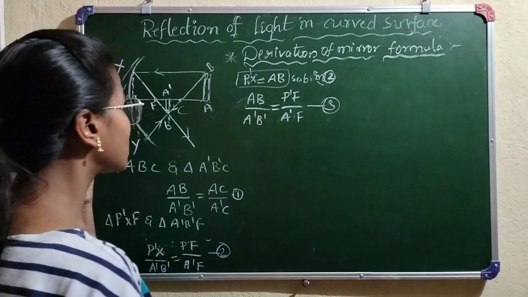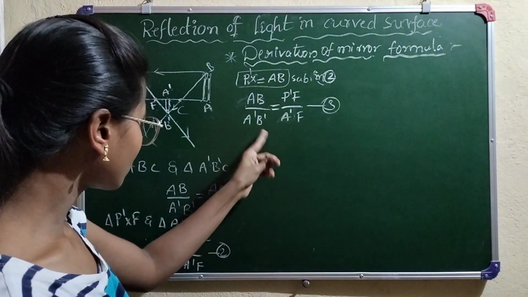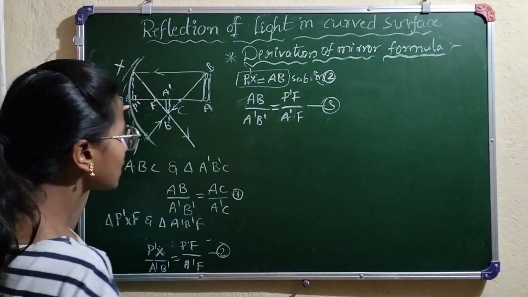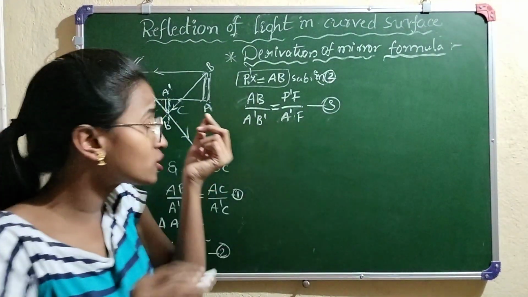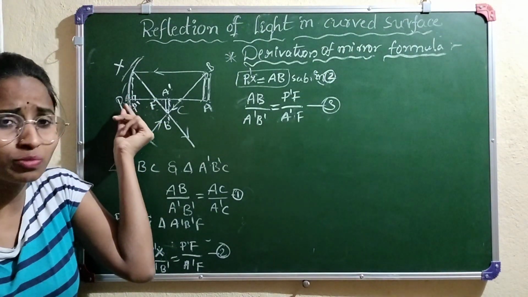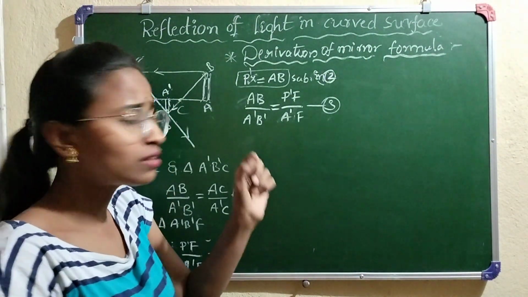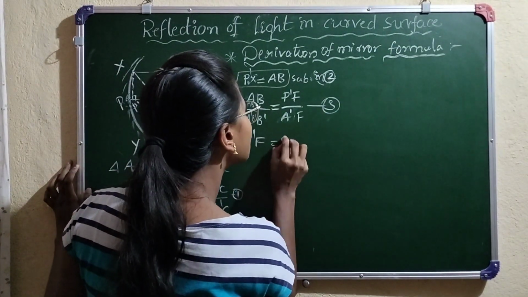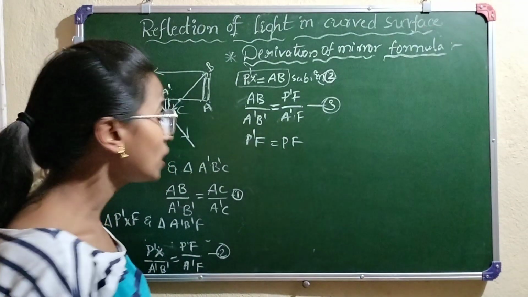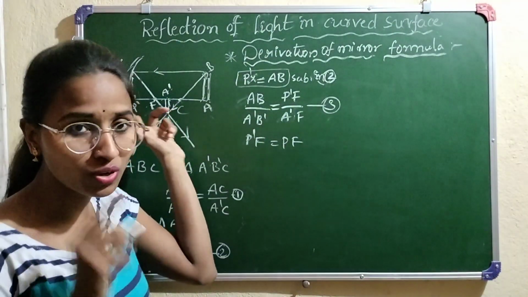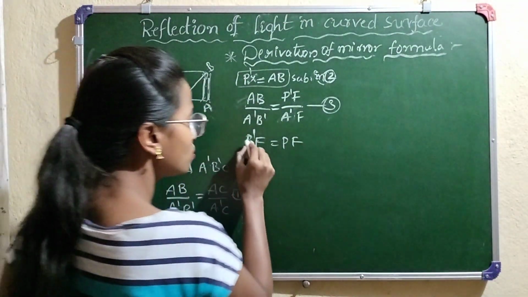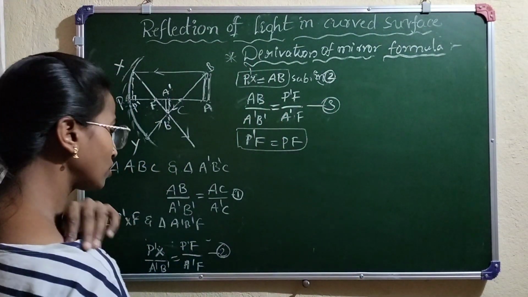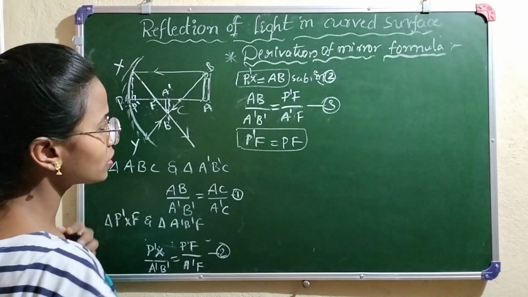In this equation 3, as I already said, P dash is very close to P, at a minimum distance, so we can also write P dash F is equal to PF. P to F is the focal length. So the P dash F value we have to substitute in the place of PF.